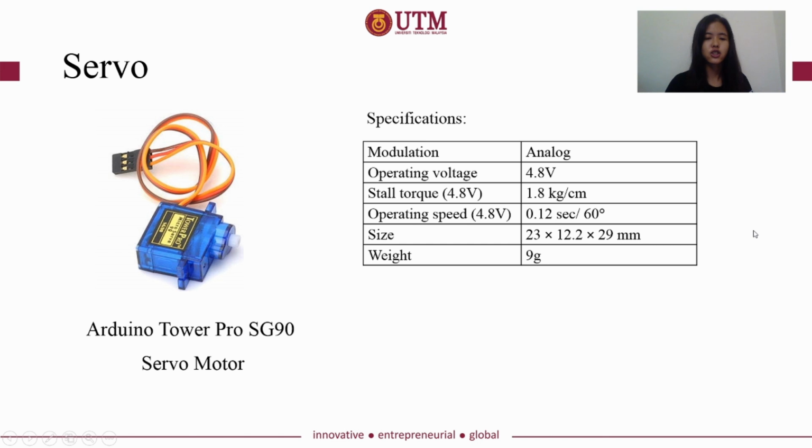Next is the servo. The servo we choose is the Arduino TowerPro SG90 servo. The specification is as shown. The quantity that we purchase is 4, because it is also like a servo motor, so that's why we choose this servo.